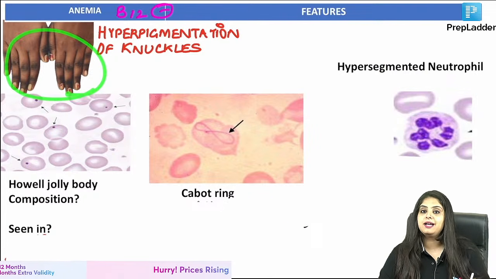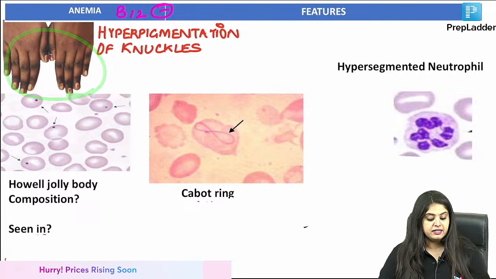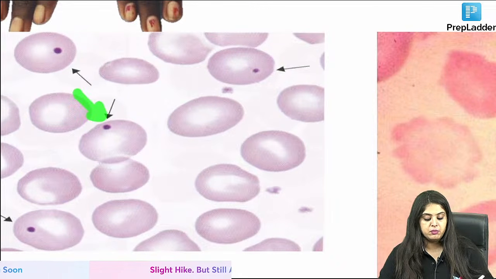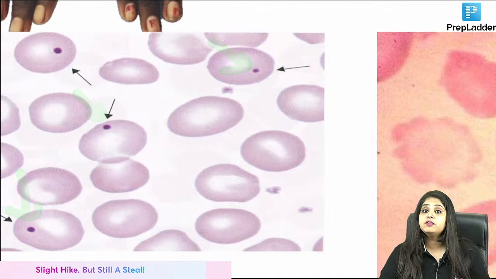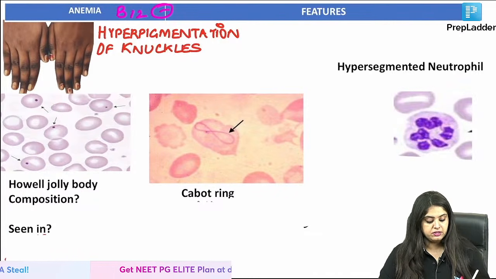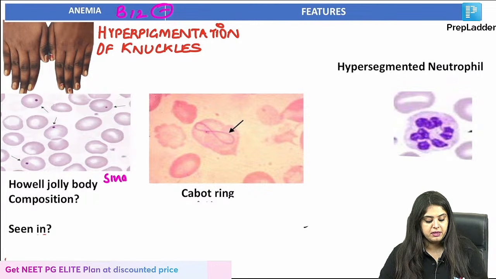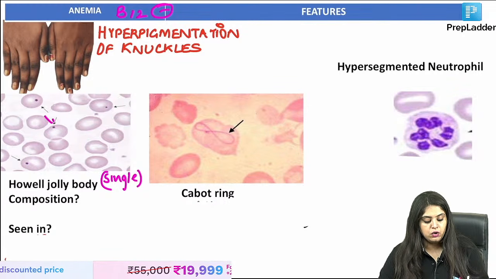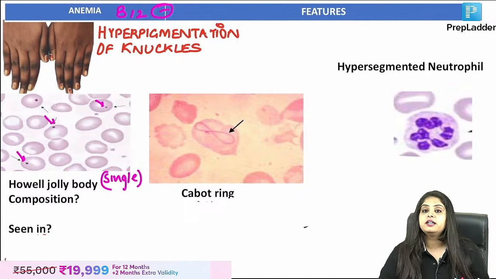Number one, there is going to be hyperpigmentation of the knuckles. Secondly, you see these very characteristic bodies that are known as Howell-Jolly bodies. Howell-Jolly body pe 3 questions. Are they single or are they multiple? I can see only one dot inside every RBC. So they are definitely single.